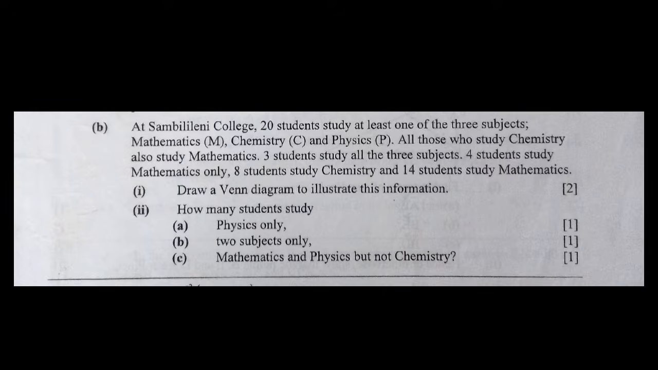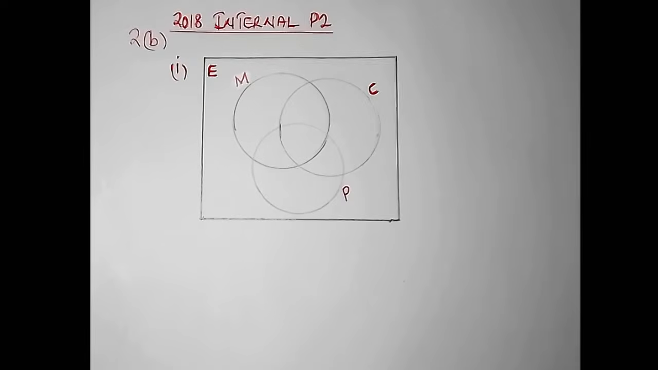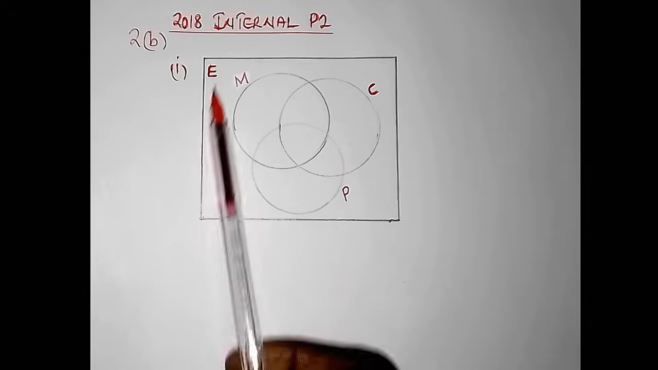Then Roman numeral 2, how many students study A, physics only, B, 2 subjects only, and C, mathematics and physics but not chemistry. So to answer the first part of the question, all we have to do is draw a diagram that is looking like this.